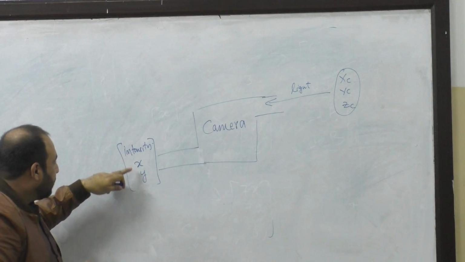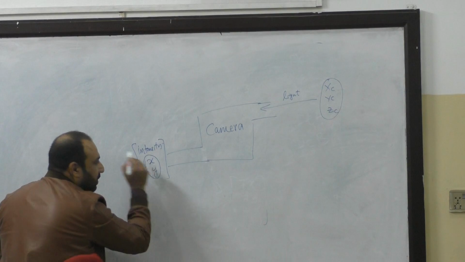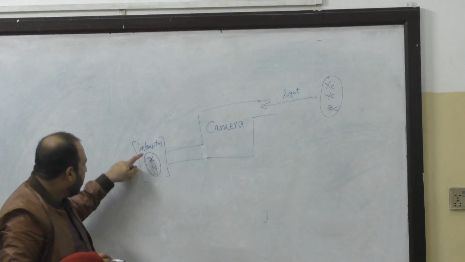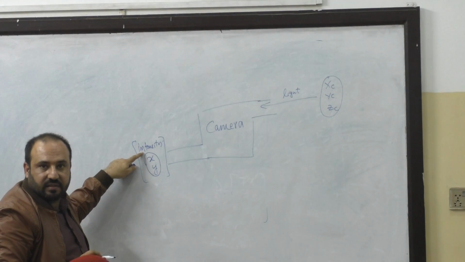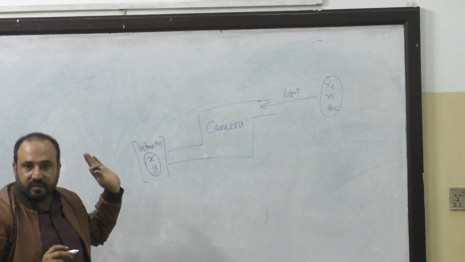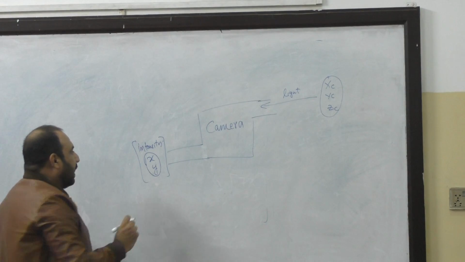The light will hit at this location, and it will hit with this much intensity. That's what the camera does. Make sense?